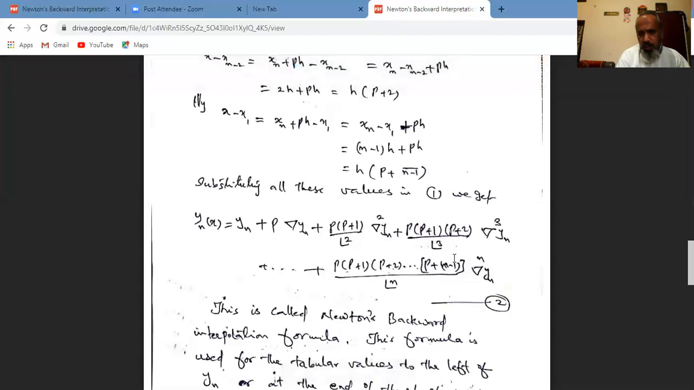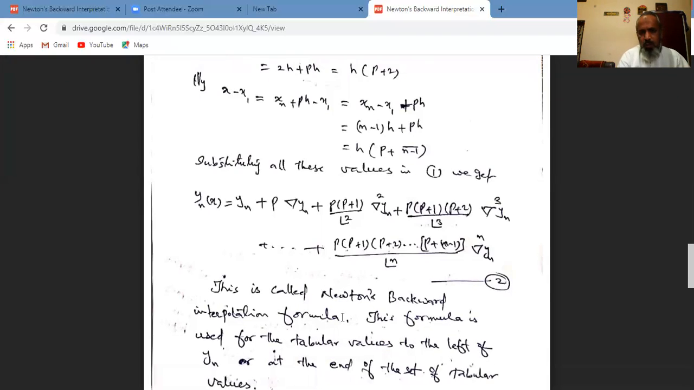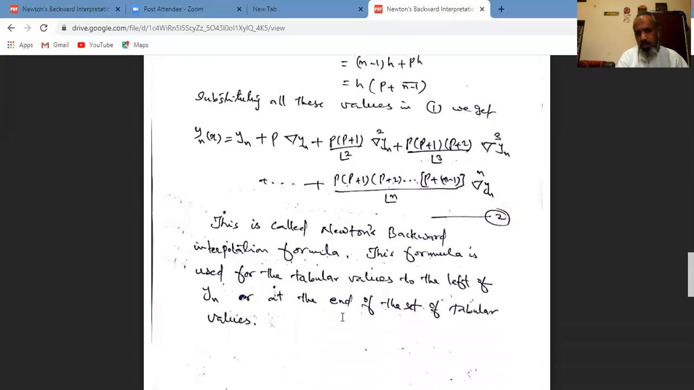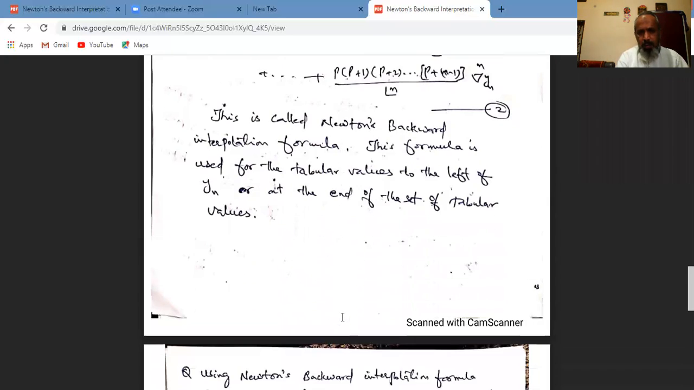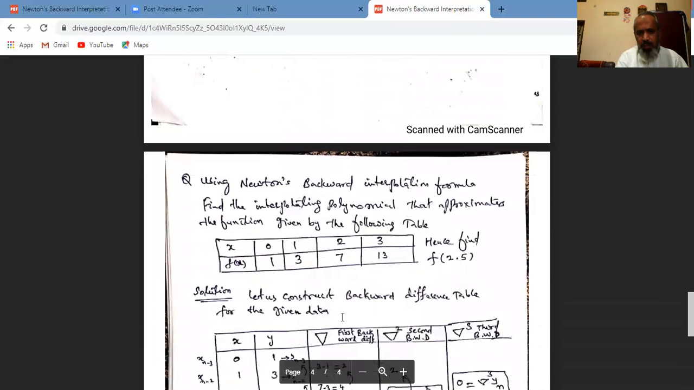If this equation is denoted by 2, then this equation is called Newton's backward interpolation formula. This formula is also called Newton-Gregory's backward interpolation formula, and it is used for the tabular values to the left of y_n, or at the end of the set of tabular values. So this is Newton's backward interpolation formula. Now, how to use this formula? Let us see one problem, how to solve it, how to estimate the value.